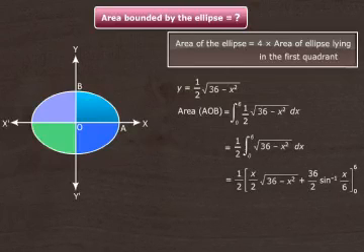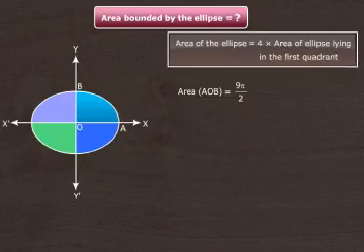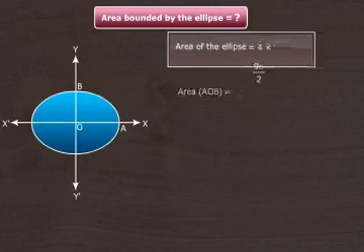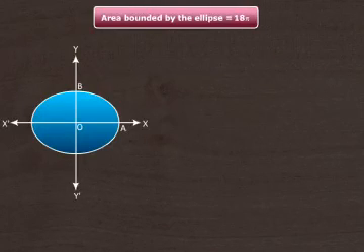Let's now plug in the lower and upper limits of the integration and you get 1 by 2 into 18 sine inverse 1. Sine inverse 1, that's pi by 2. So we get 1 by 2 into 18 into pi by 2 or simply 9 pi by 2. Now this is the area of the ellipse lying in the first quadrant. So what is the area of the ellipse? That's 4 times 9 pi by 2, that is 18 pi. So we now know that the area of the ellipse is 18 pi.